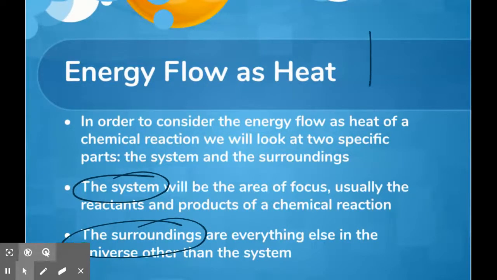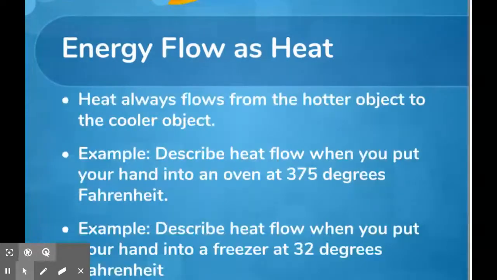So when you have a reaction that's going on in a beaker, this is your system, the actual reactants and products that are being formed. Everything else is your surroundings. So it's important to understand that heat will always flow from the hotter object to the colder object. Objects do not become cold, they simply lose their heat.